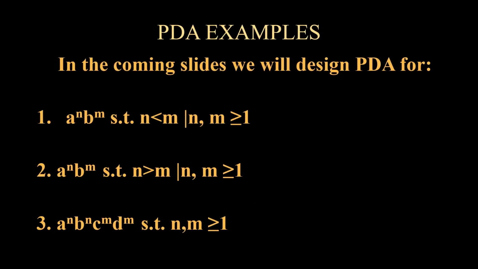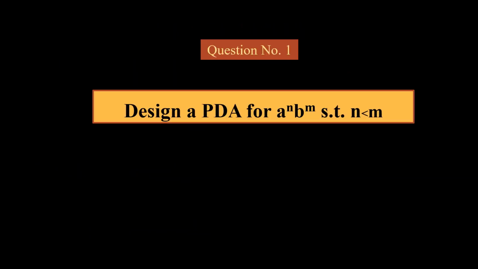In the coming slides we will be discussing three examples. First, a^n b^m such that n is less than m, that is, number of a is less than number of b. Second, a^n b^m such that n is greater than m, that is, number of a is greater than number of b. And the third one is a^n b^n c^m d^m, that means number of a is equal to number of b and number of c is equal to number of d.